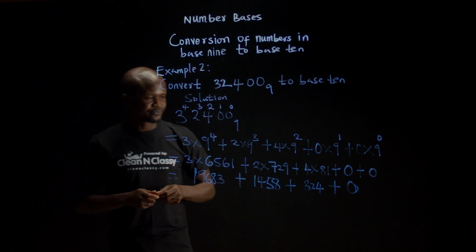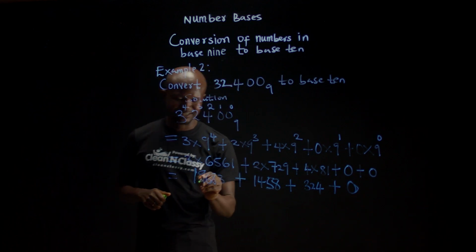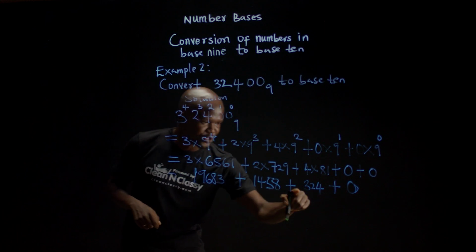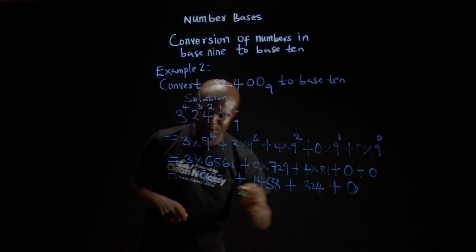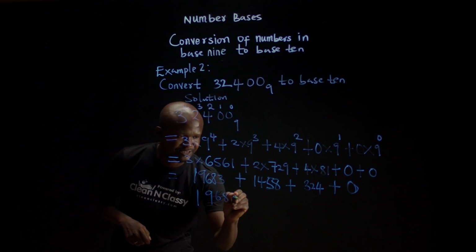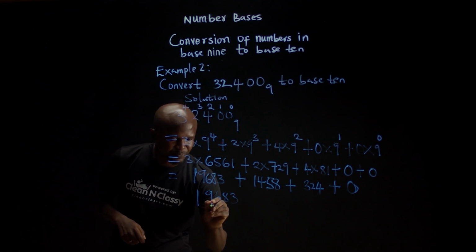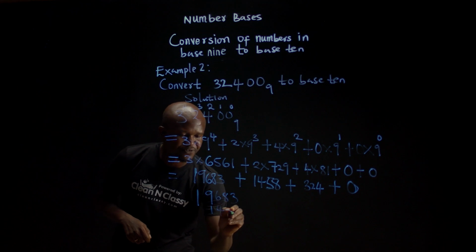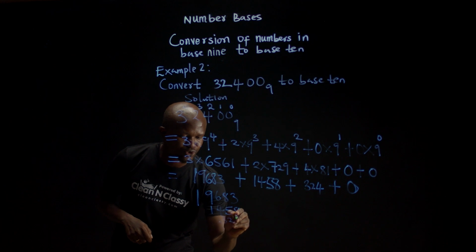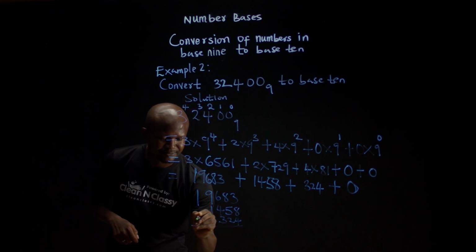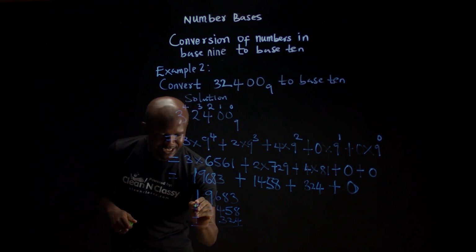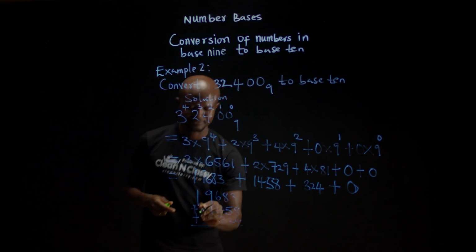Now, the next thing for us to do is to add. We are going to add everything together. So adding everything together, we know that 324 plus 0 is 324. So we are going to add 19683 plus 1458. Then plus 324. Let's add. What are we going to have?